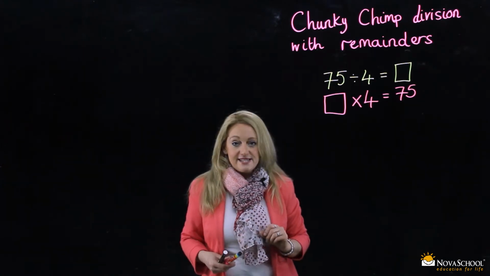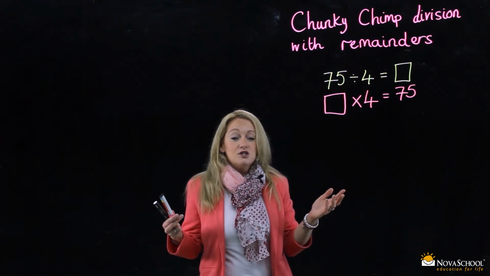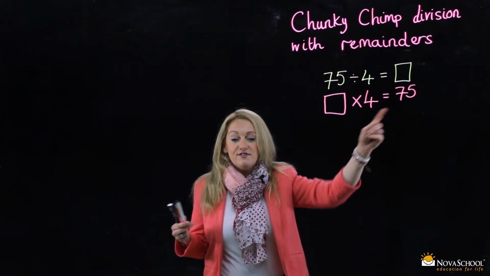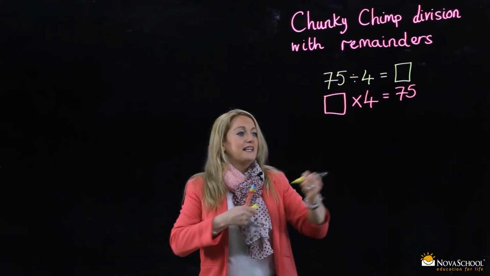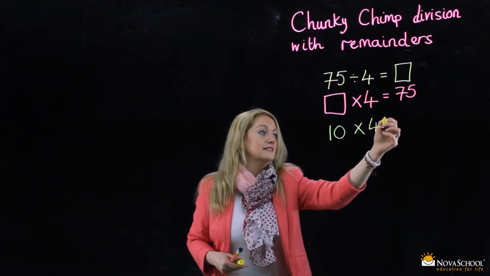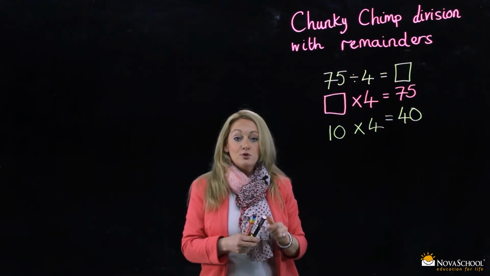We're going to choose 10. Don't choose 20 because the answer is too big. 20 times 4 is 80. That's too big. We want 75. So 10 multiplied by 4 equals 40. Okay, let's do our ruler line. Are we ready?